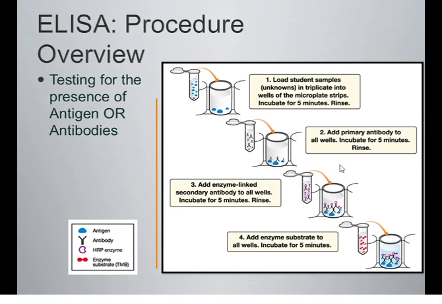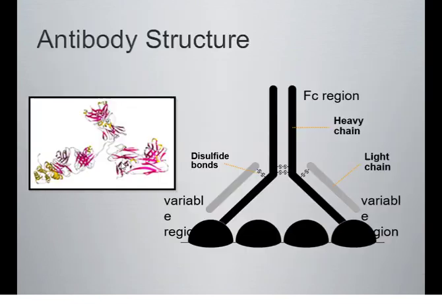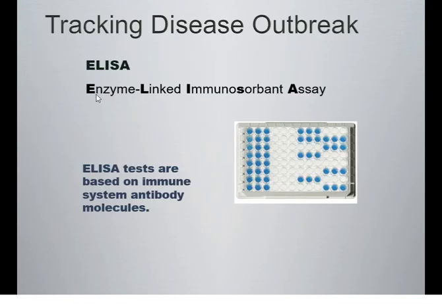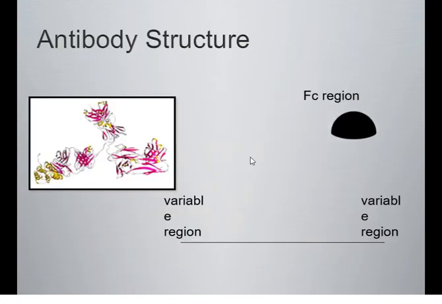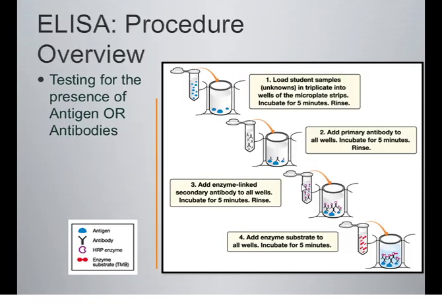Now, the third step is you attach another antibody to the first antibody. These are what we call secondary antibodies. Now, what's so special about the secondary antibodies? These secondary antibodies actually have an enzyme attached to them. That's where the name of this assay comes from: enzyme-linked immunosorbent assay. Okay, so that secondary antibody has an enzyme attached to it. Now, these secondary antibodies are designed to attach to the primary antibody.